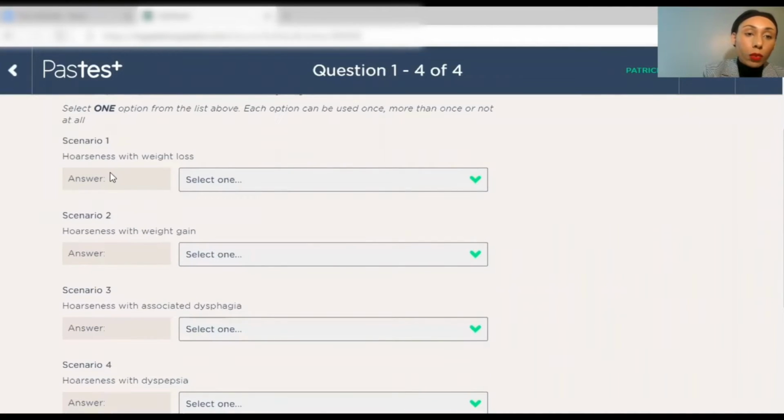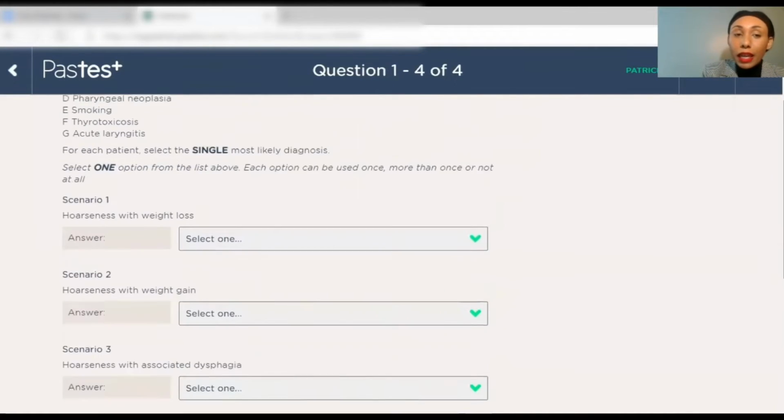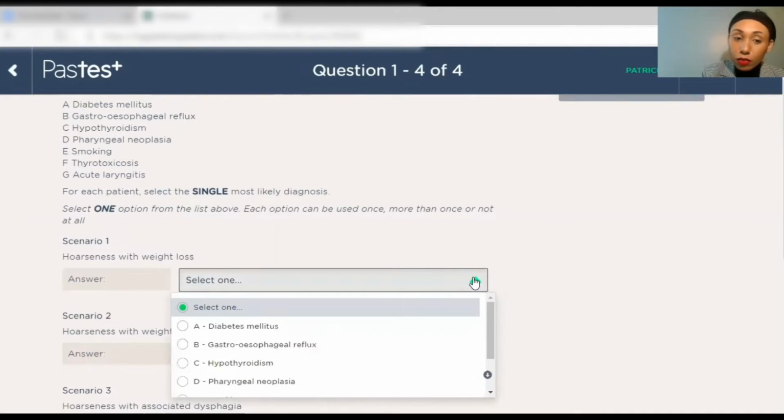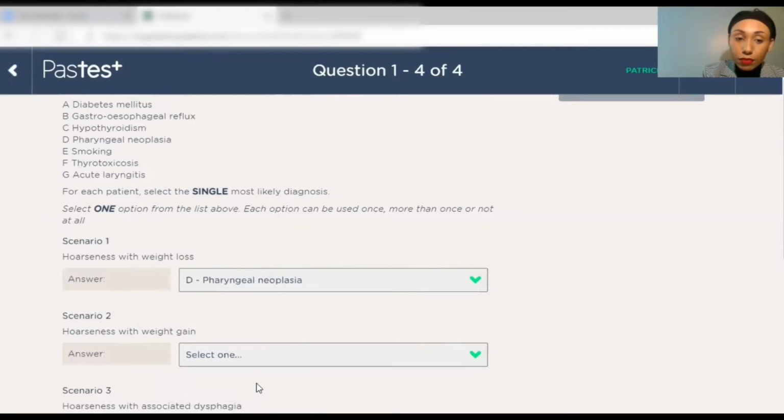Now, if we start with hoarseness with weight loss, like I said, you can pause the video at any time if you don't want to see the answers straight away. But this is very classical of a malignancy. So you're thinking about hoarseness with weight loss. What malignancy do we have up here? Well, we can see there's pharyngeal neoplasia. So we're going to select that one. We're going to select D.